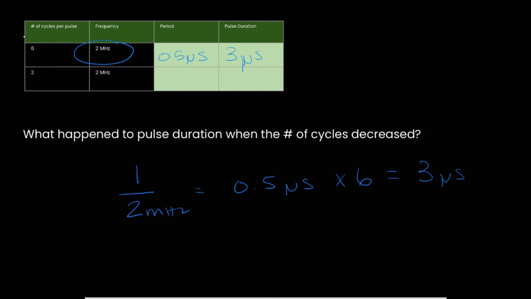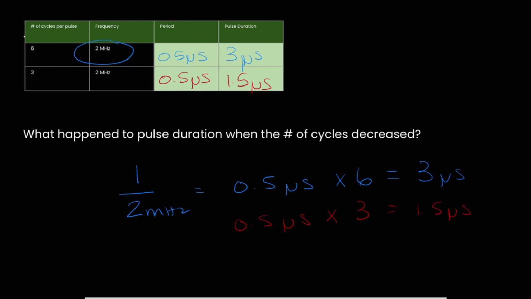Let's look down then at the next example. This time we have 3 cycles per pulse with the 2 megahertz frequency. We already calculated our period at half of a microsecond. So now we need to figure out the pulse duration by taking the half a microsecond, multiplying it by 3, the number of cycles in the pulse, and that will give us 1.5 microseconds. So we can fill that part of our column in as well.